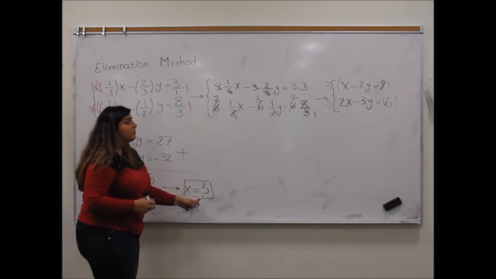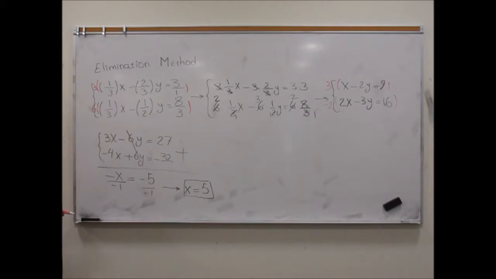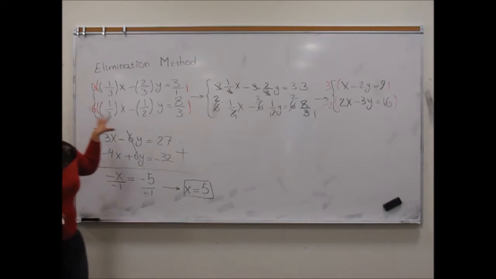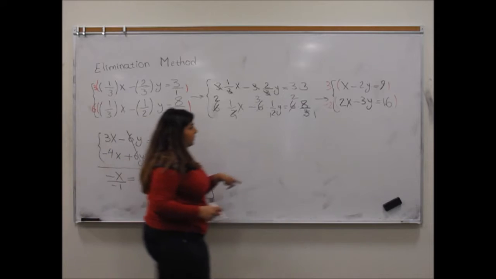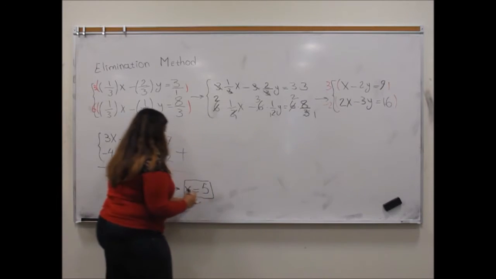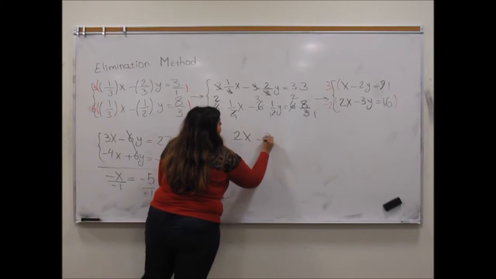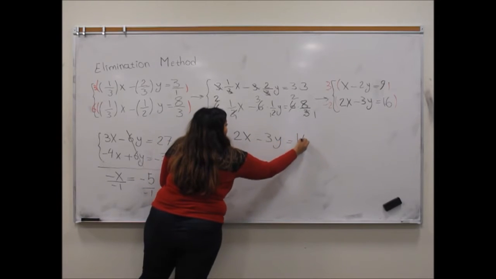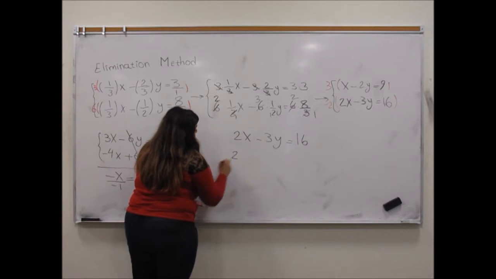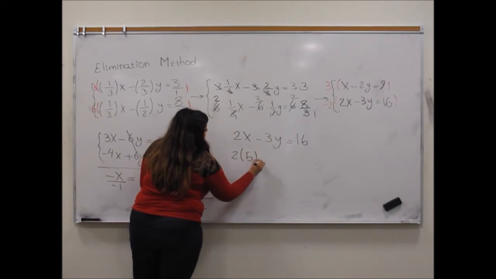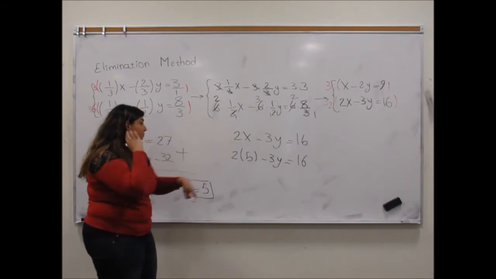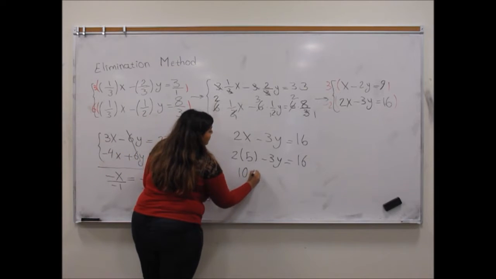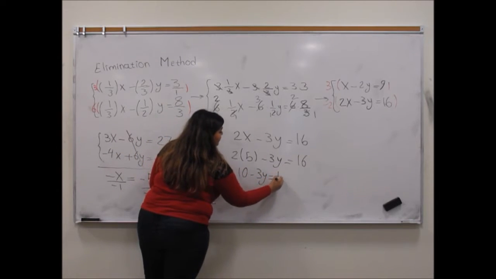So I'm going to put this x equals 5 into one of my equations to solve for y. I can use any of these equations, but I'm going to choose not to use one of the fraction ones. So I'm going to put this, for example, in the second one right there, which is 2x minus 3y equals 16. So 2 times x, which is 5 right now, 2 times 5 is 10, minus 3y equals 16.